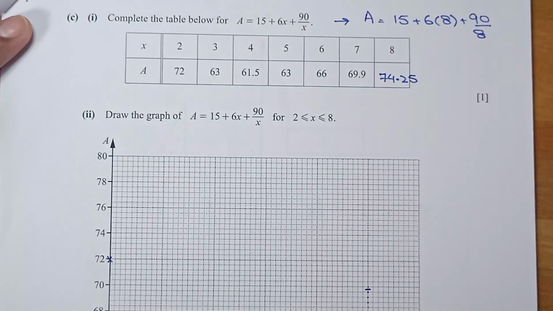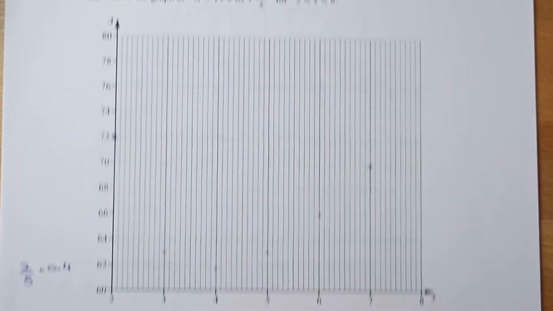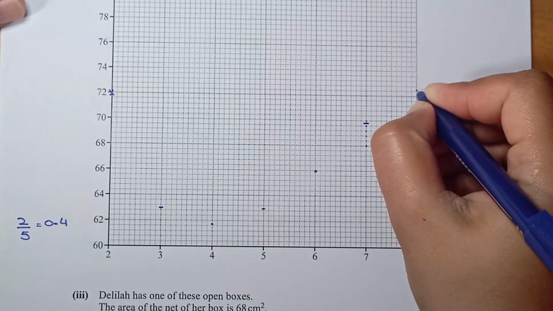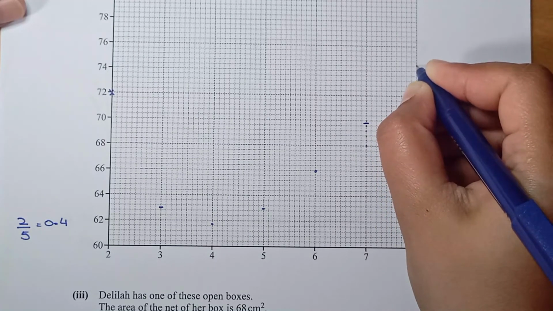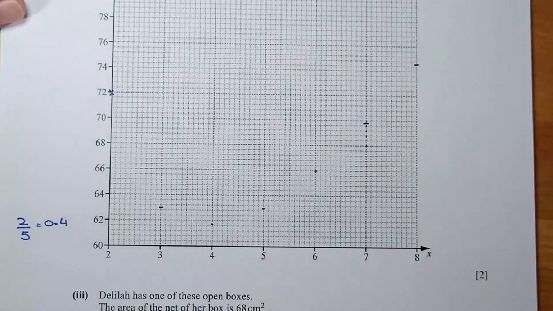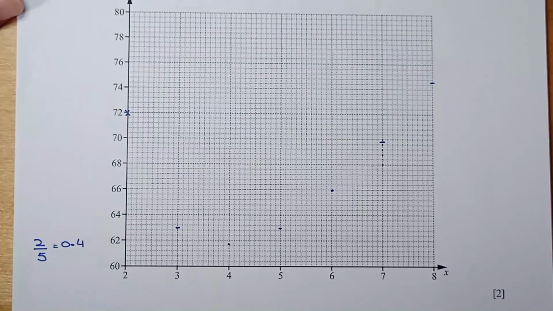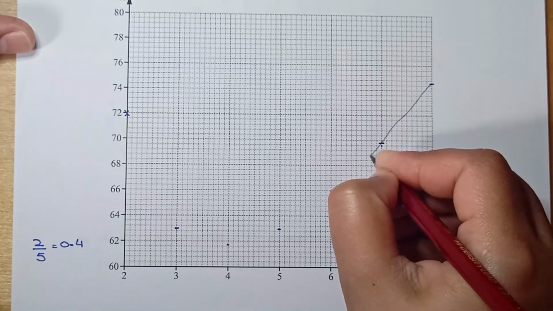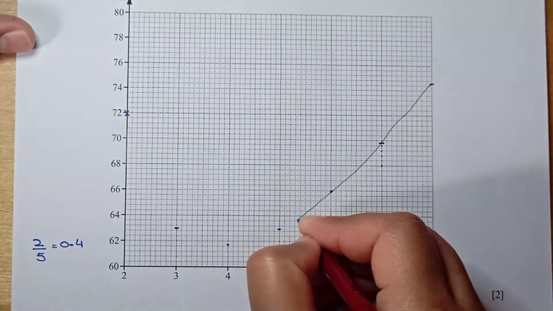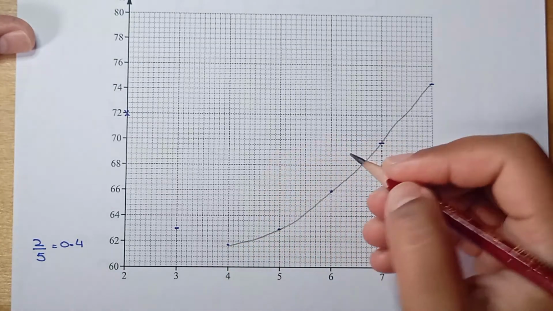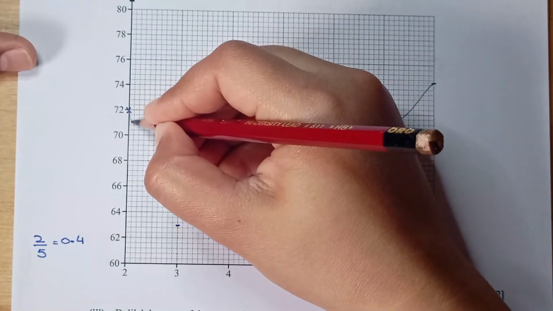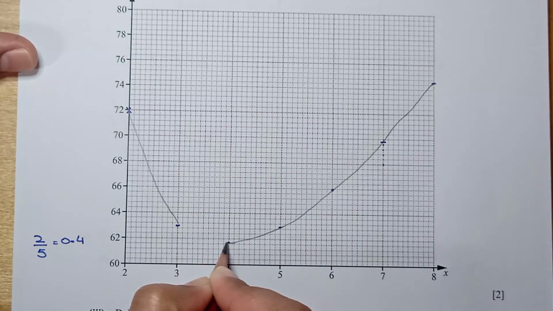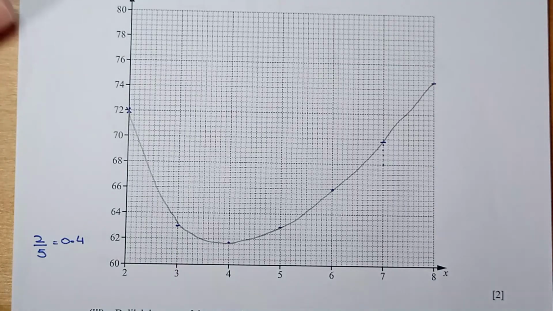Now for the last point, when x is 8, the area is 74.25. Okay, so for 8 we have 74 and 74.2, and in the middle 74.25. So let me connect all these points to get a smooth curve of the area function. Make sure your curve passes through each and every point. This is a quadratic function, so the shape must look like a parabola. Yeah, so this is a curve.